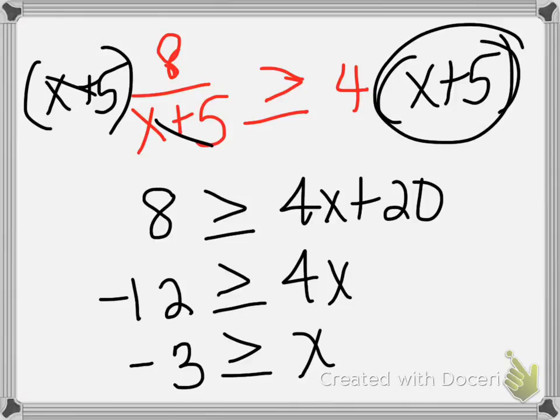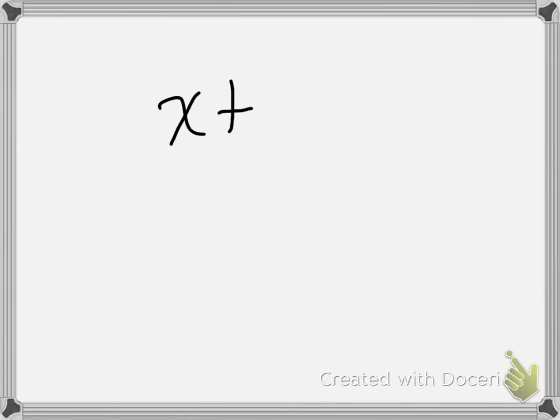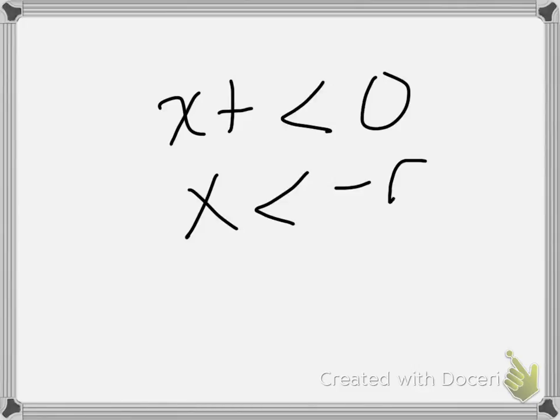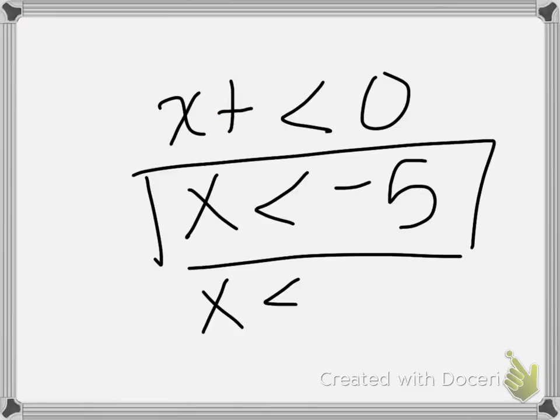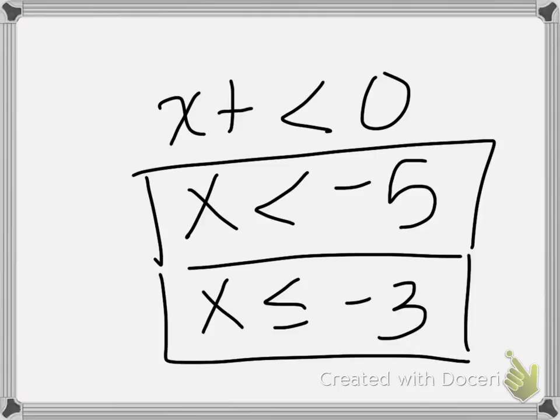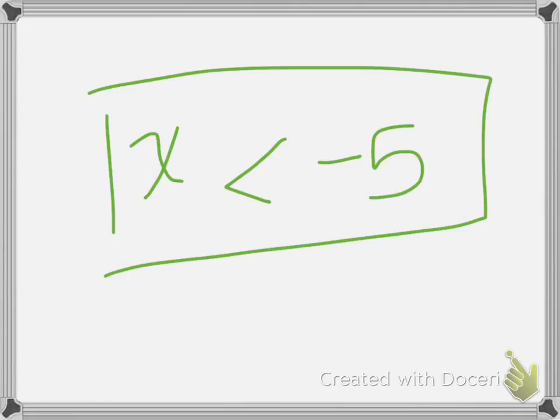Now, I'm going to look at my x plus 5. I know that x plus 5 this time needs to be less than 0. So x is going to be less than negative 5. So I have this, and from here, x has to be less than or equal to negative 3. If I want to combine these two, I can simplify that to say x needs to be less than negative 5. That encompasses both negative 3 as well as negative 5. So that is my final answer.